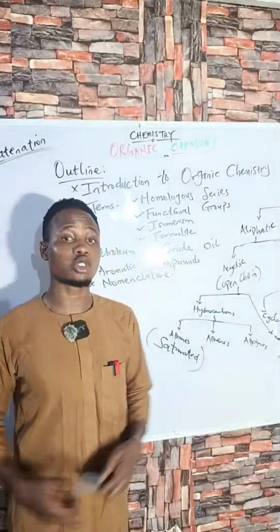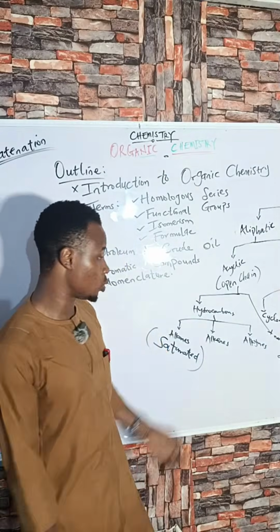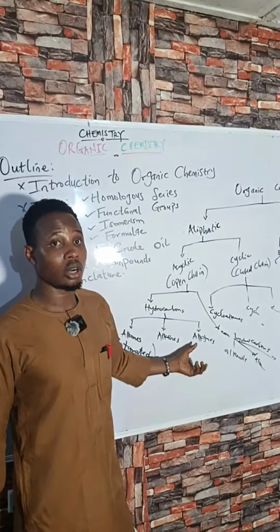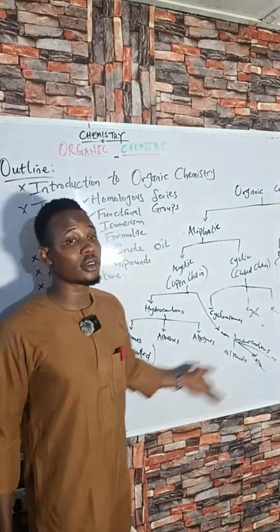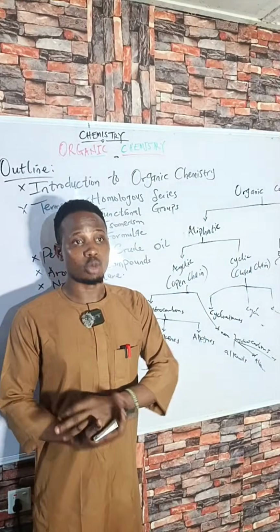Now the unsaturated ones. What will be the effect on bromine water? The unsaturated compounds will definitely decolorize bromine water. You talk about your alkenes, alkenes will decolorize bromine water. You talk about your alkynes, they will decolorize bromine water. Then your cycloalkenes and cycloalkynes as well, they will also decolorize bromine water.